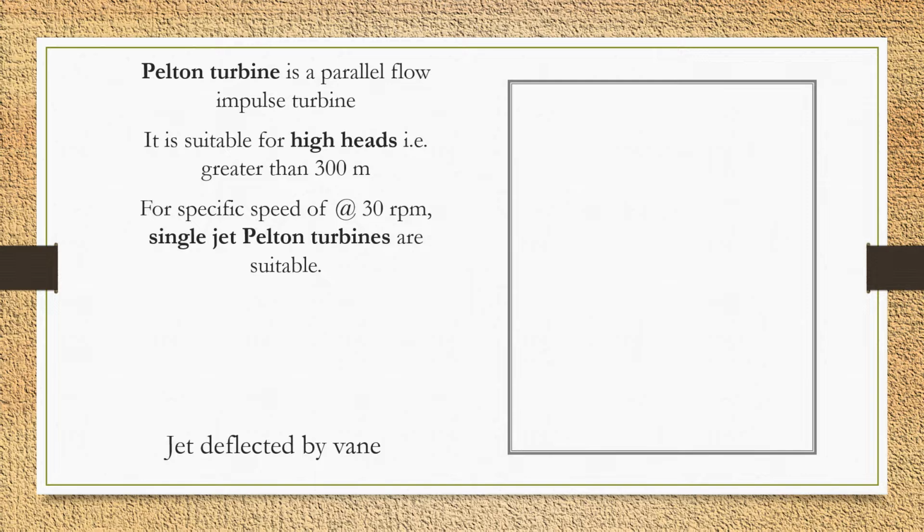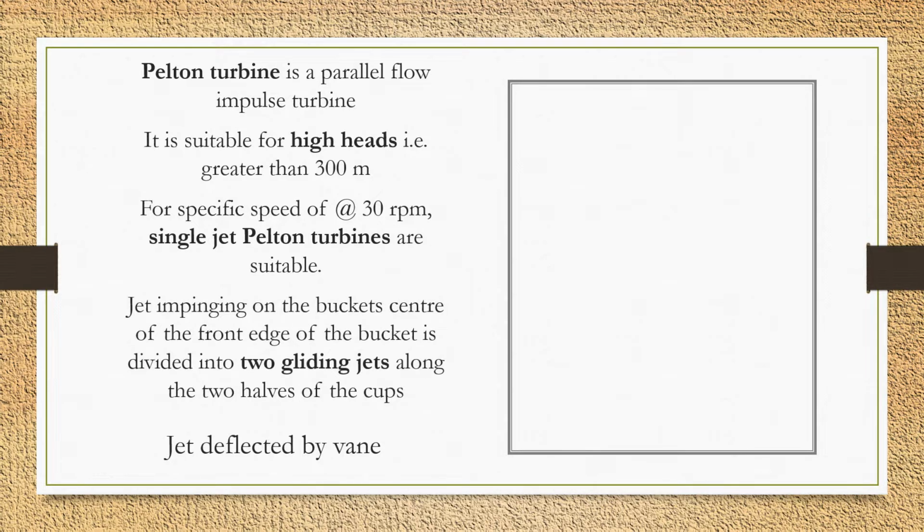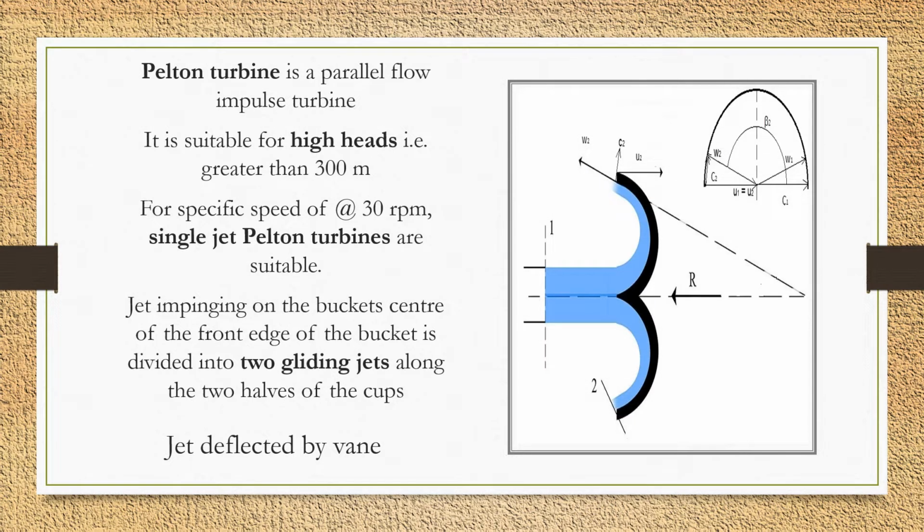To start with the design, we have to see how the jet is deflected by the vane. The jet impinging on the bucket, at the center of the front edge of the bucket, is divided into two gliding jets along the two halves of the cups. So you can see here the jet is divided into two halves. Based on this jet deflection by the vane, we can see what the inlet and outlet velocity diagrams are.